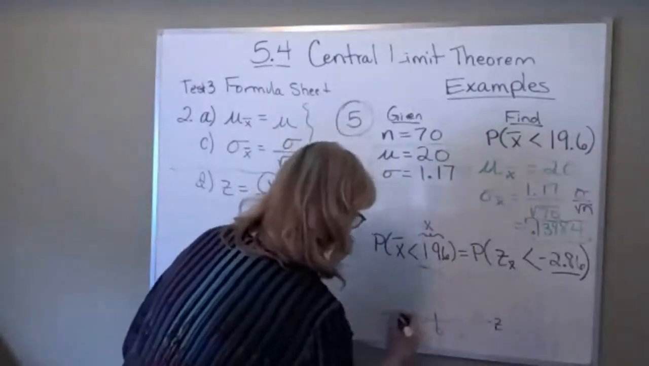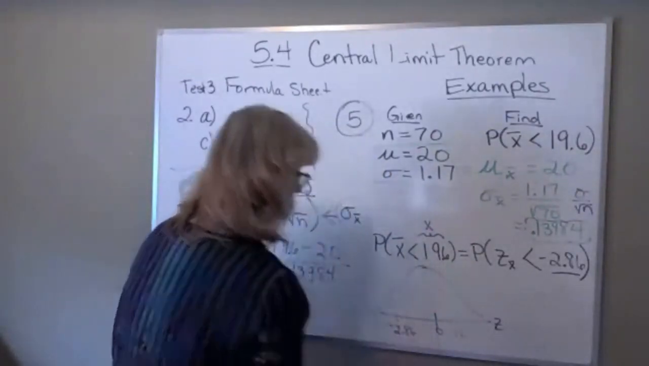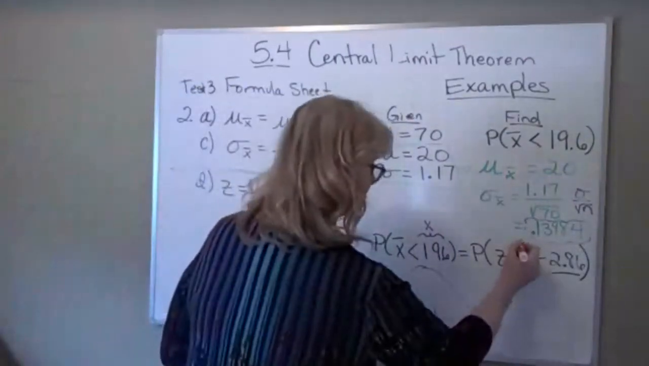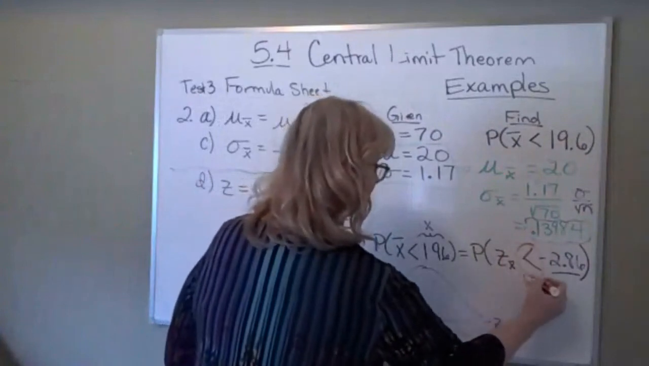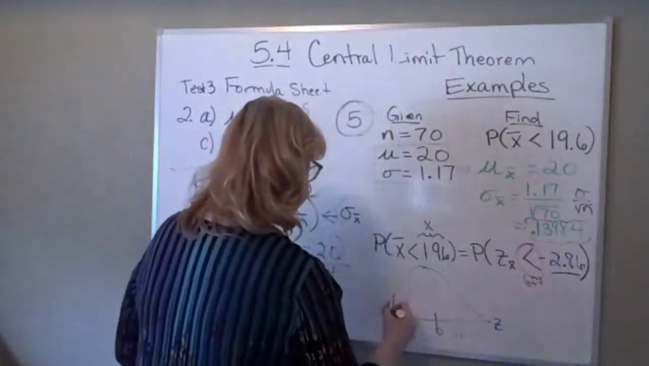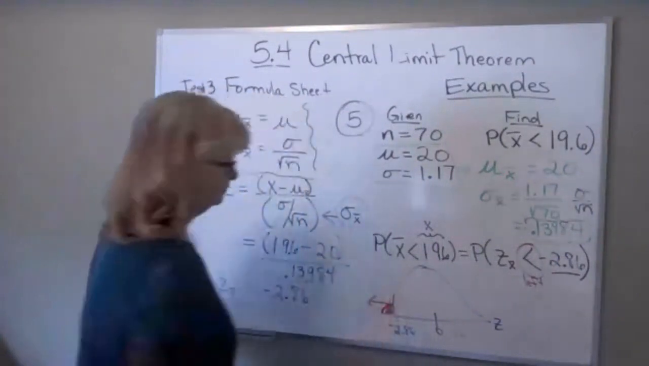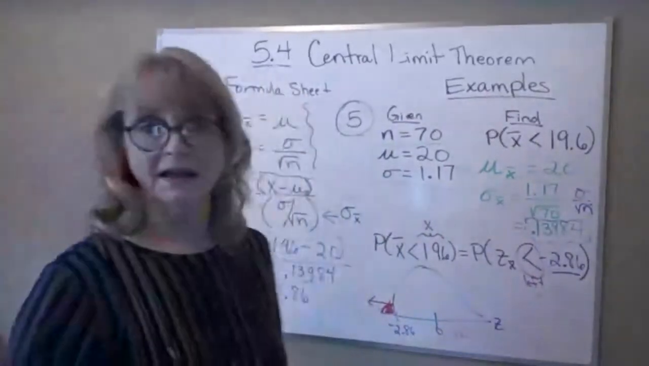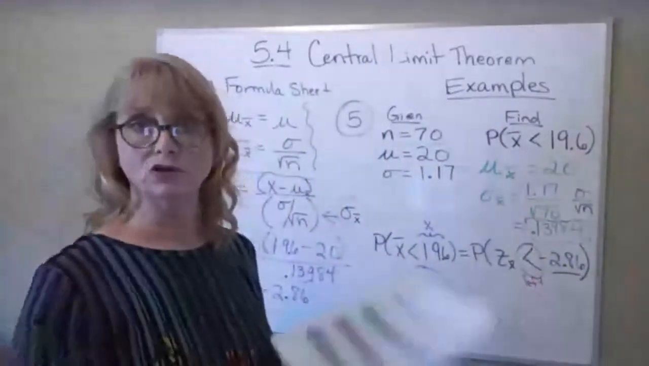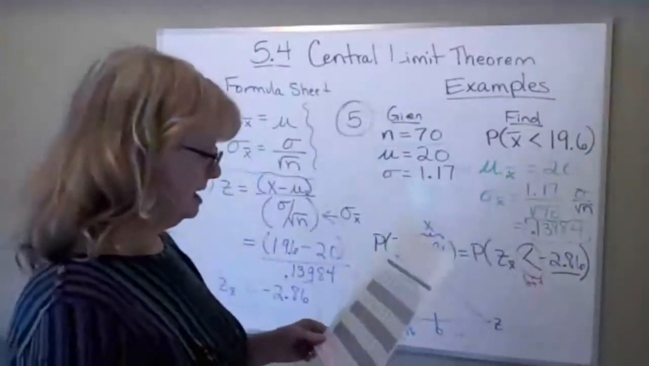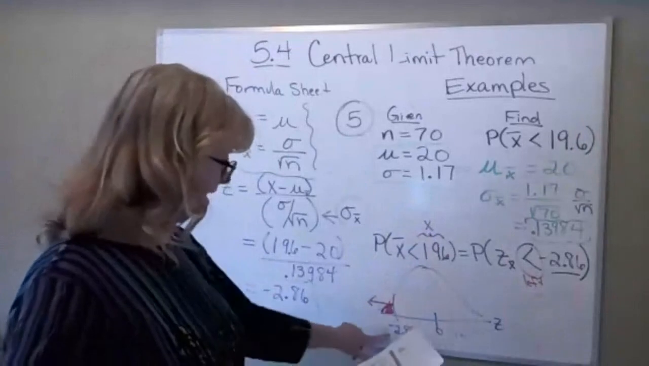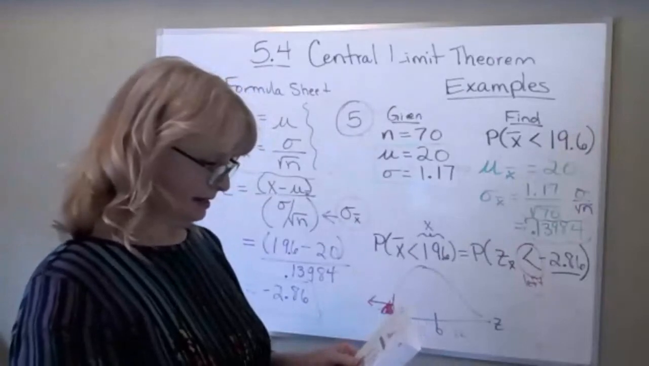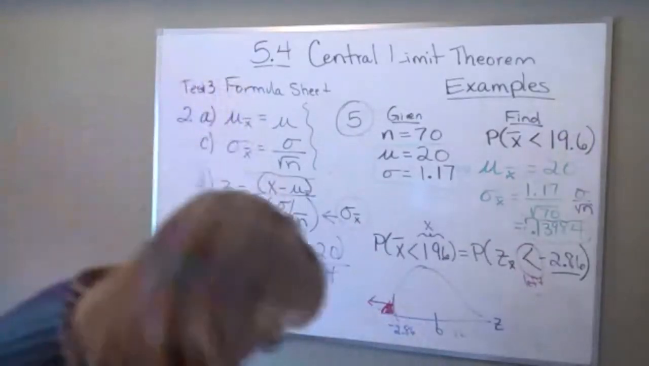Here's 0. Negative 2.86 is over here. Since this is a less than problem, less than means to the left. So I'm looking for this area here to the left of negative 2.86, but I know how to find that because this table, now that I know that these sample means are normally distributed, I get to use the normal distribution table. So I'm looking for this area to the left of negative 2.86. Negative 2.86 is 0.0021.